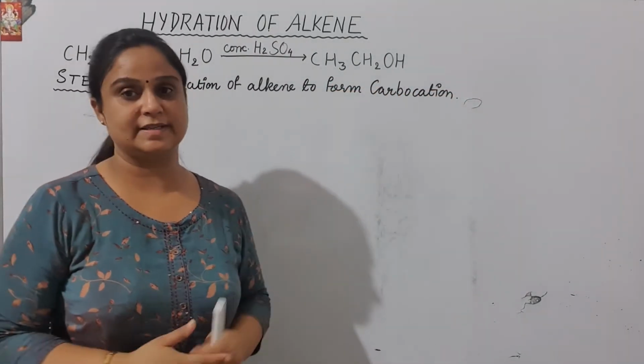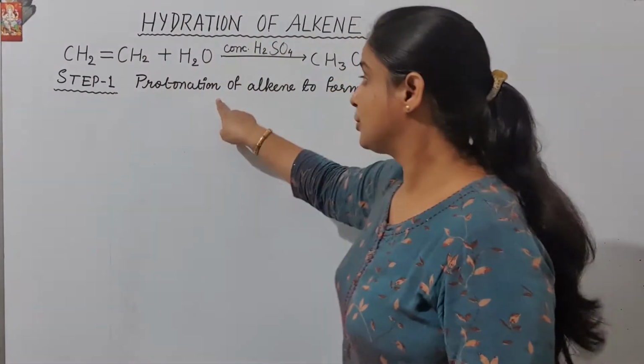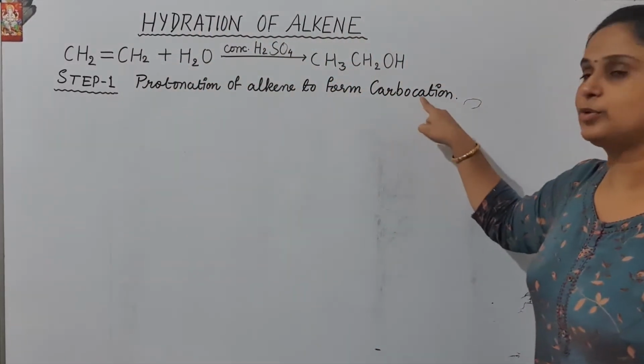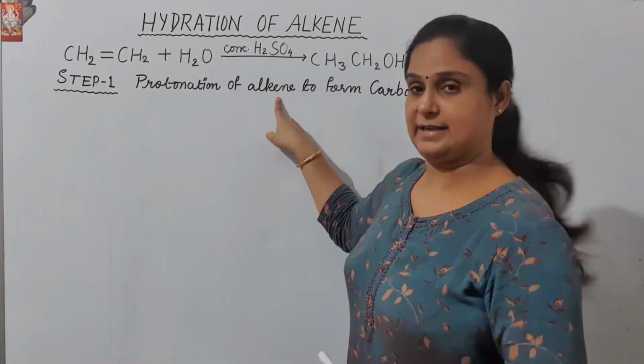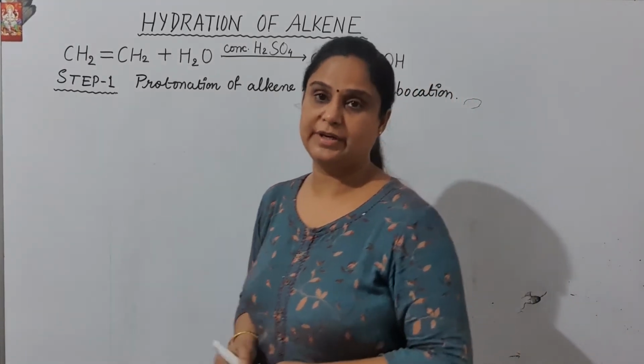So this is the first step. The first step is protonation of alkene to form carbocation. Protonation means addition of proton to the alkene. So we are doing this. Let's see how it happens.